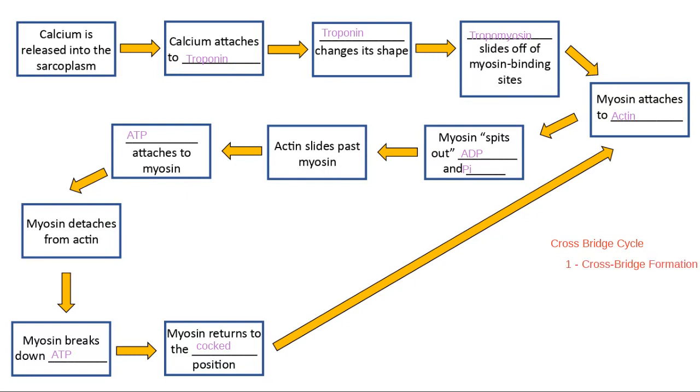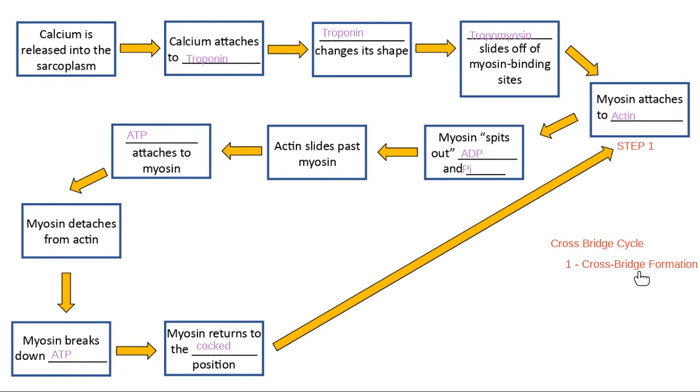Croxbridge Formation. In Croxbridge Formation, it sounds all technical, but remember, all a crossbridge is when myosin and actin are attached to each other. That's the first step of the Croxbridge cycle. The first way we make movement is Croxbridge Formation. So all that happens in step 1, I'm going to put that right underneath that box up there. All that happens in step 1, Croxbridge Formation, it's just a fancy way for saying that myosin attaches to actin.